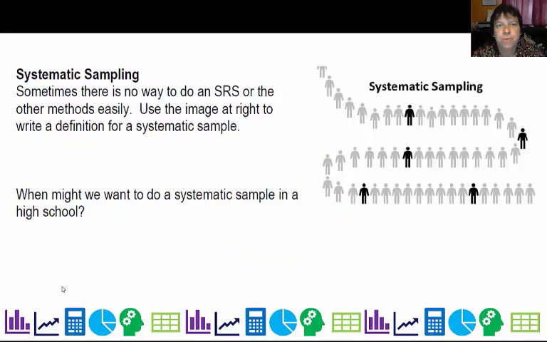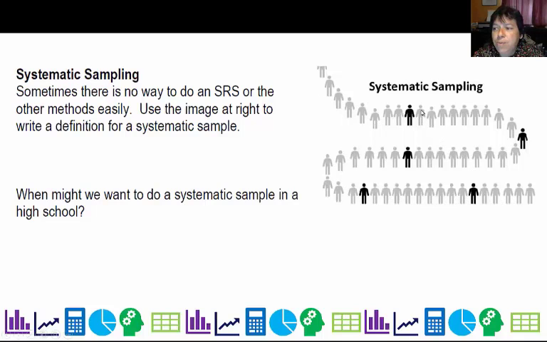Sometimes people are moving around, or your individuals are moving around so much, that you really can't pin things down and do clusters or stratified sampling. There's still another technique we can use that includes a little bit of randomization to avoid bias. And this technique is called systematic sampling. Now, if you look at my graphic here, what do you notice? I have what looks like a line of individuals.